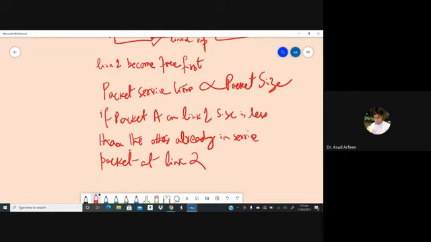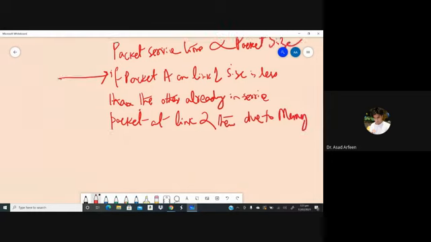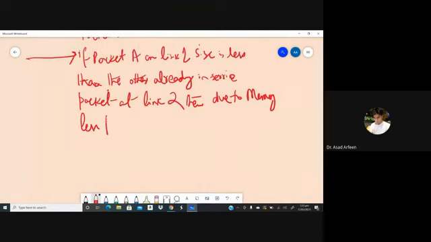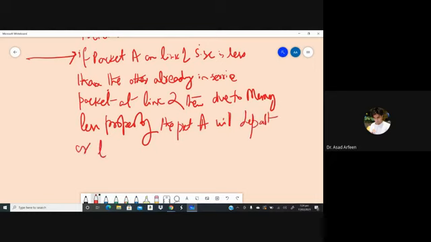at link 2. So if the packet on link 1 is smaller than the other already in service packet at link 2, then due to the memoryless property, what we can say is that link 2, which is already in progress, will not be impacted, and packet A will depart or leave first only due to this.